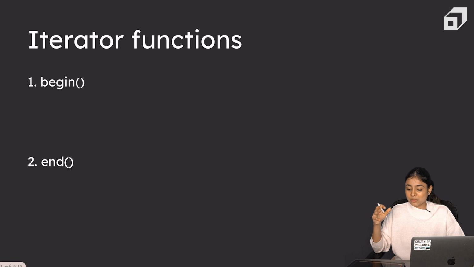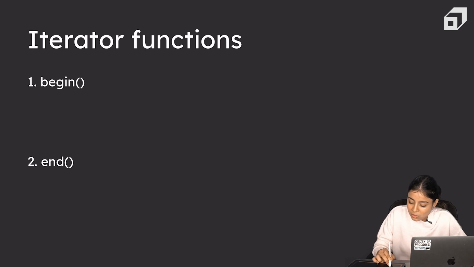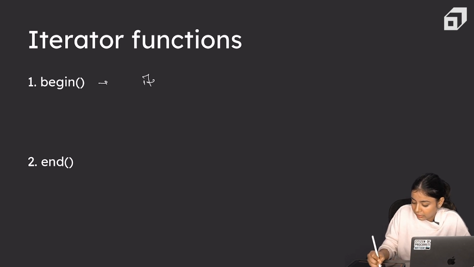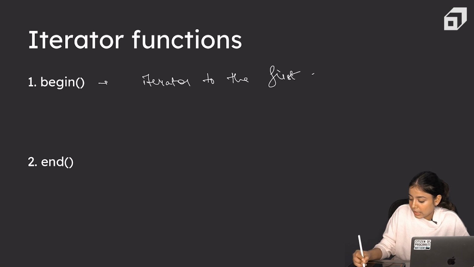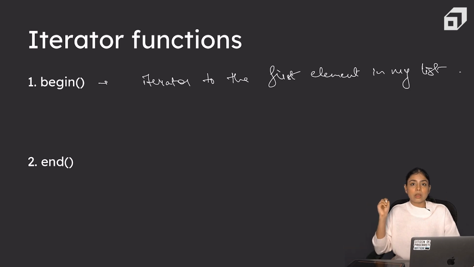Let's look at first of all some of the iterator functions that we have on our list. So the first one here is begin, and what begin returns is an iterator to the first element in my list. Okay, now what is an iterator here?